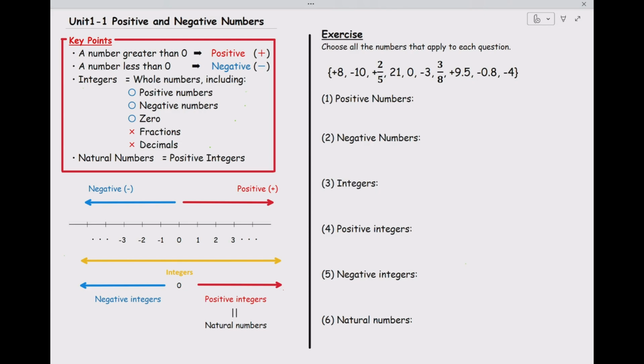Today's unit is on positive and negative numbers. This unit is not difficult at all, but it's a very important unit as it is the basis of all your high school maths. So, please make sure you fully understand all of it.